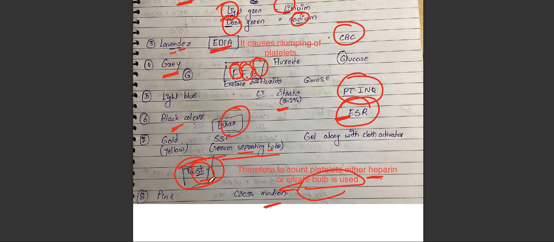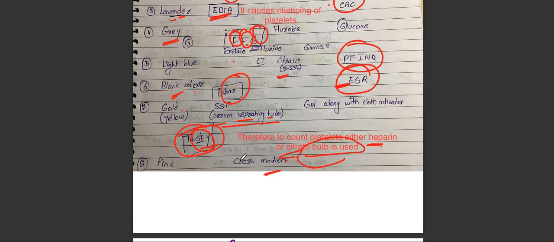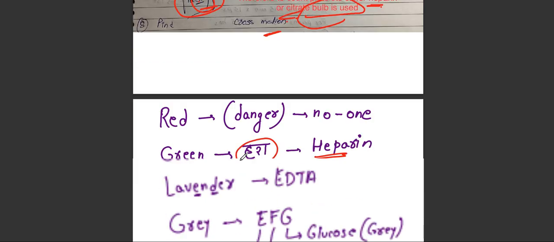And pink means what? Pinky, the cross matching color. Remember that the lavender color tube, the EDTA tube, causes clumping of the platelets. Therefore, platelets are measured in heparin and the citrate bulb. Citrate is also for the PT INR, CT, PT, and heparin is also for the counting of the platelets.